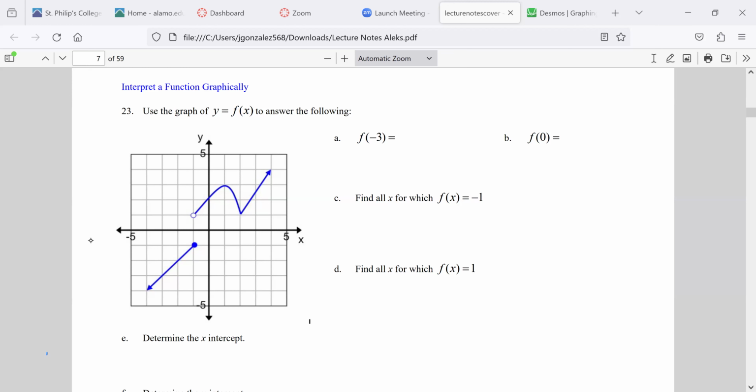Use the graph. They're calling this your function. We have just a graph, we don't have the actual equation, we don't know what it is. But you can still find inputs. So remember, this is your x factor, right? So -3 would be 1, 2, 3 right there. So what x value, what y value do we get?